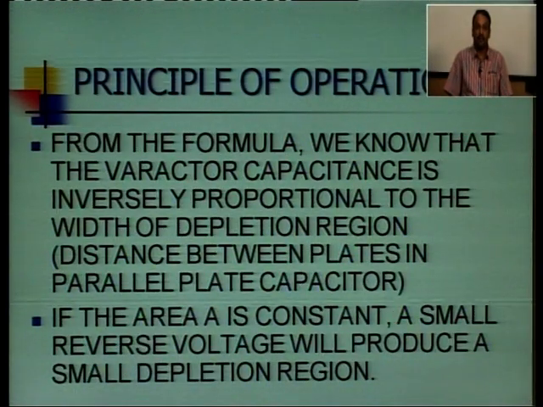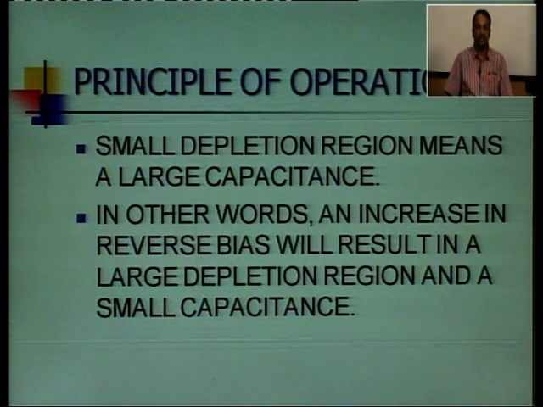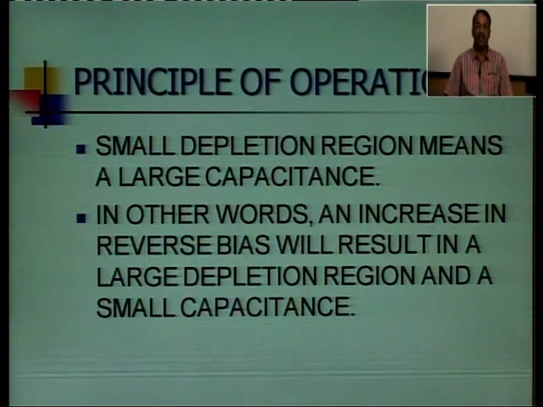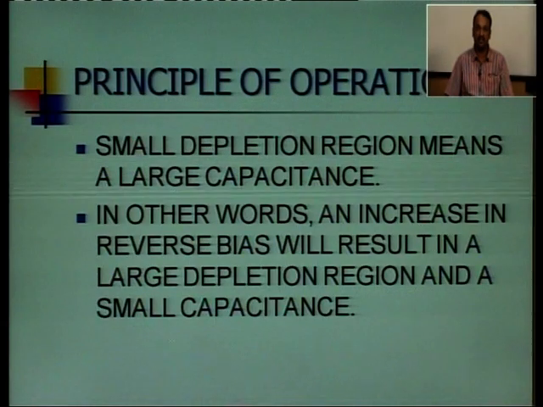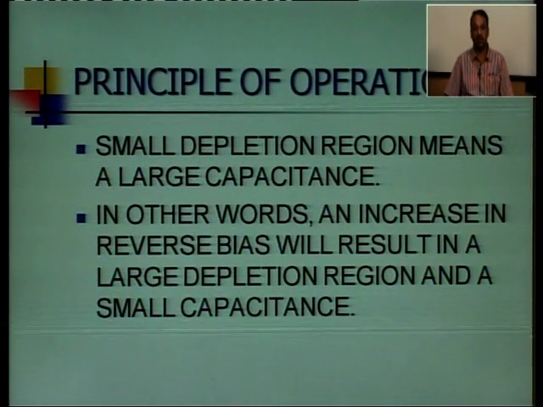So, from the above formula we know that the varactor capacitance is inversely proportional to the width of the depletion region, that is, the distance between plates in a parallel plate capacitor. If the area A is kept constant, a small reverse voltage will produce a small depletion region. Small depletion region means a large capacitor. In other words, an increase in reverse voltage results in an increase in the depletion region and results in small capacitance.